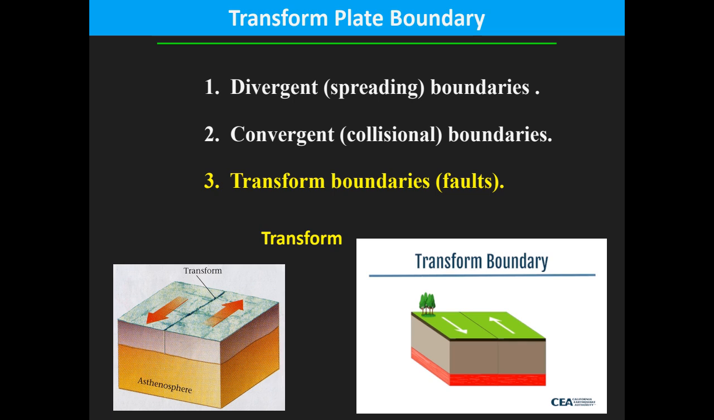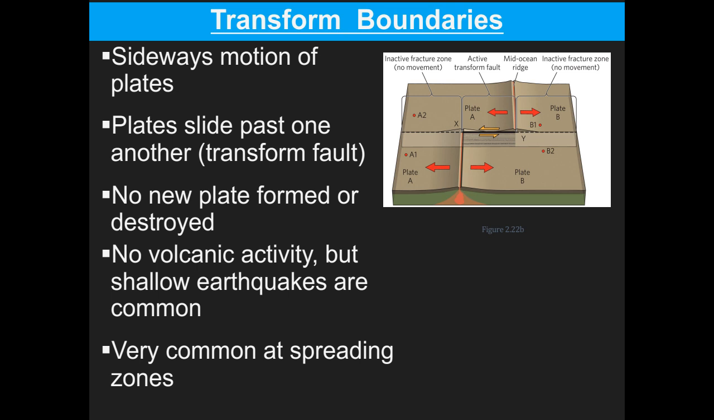Hello. This lecture will focus more on transform plate boundary. And transform plate boundary basically is when two plates move past each other. For example, we have one plate here going this way and the other one going this way. So basically, we have here a transform boundary right here. And here we have a divergence boundary right here, another divergence boundary.